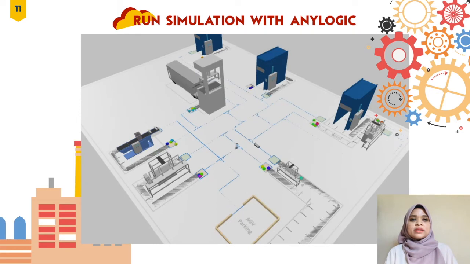This slide shows how I run the simulation on AnyLogic software. This is the 3D view of the manufacturing facility layout. The AGV moves from one workstation to another to complete the task as I have set up.